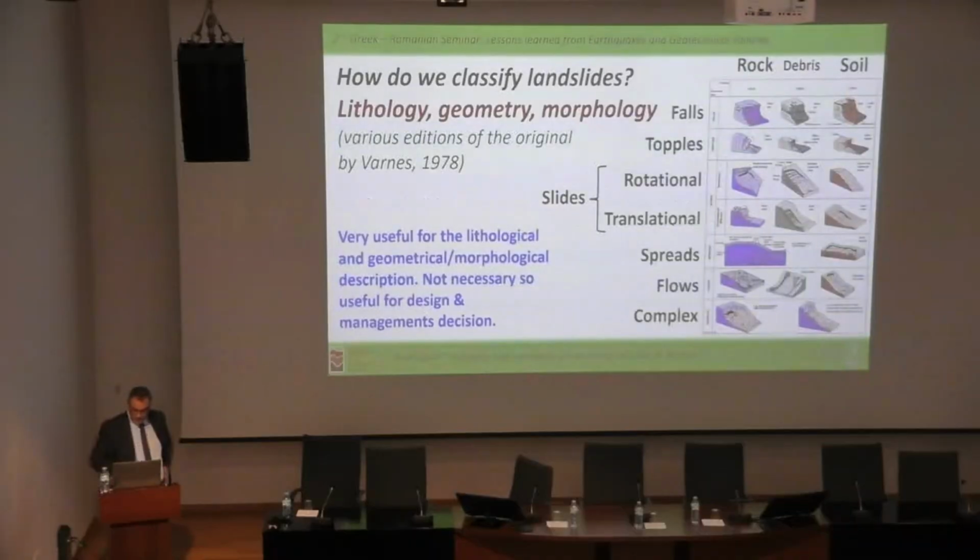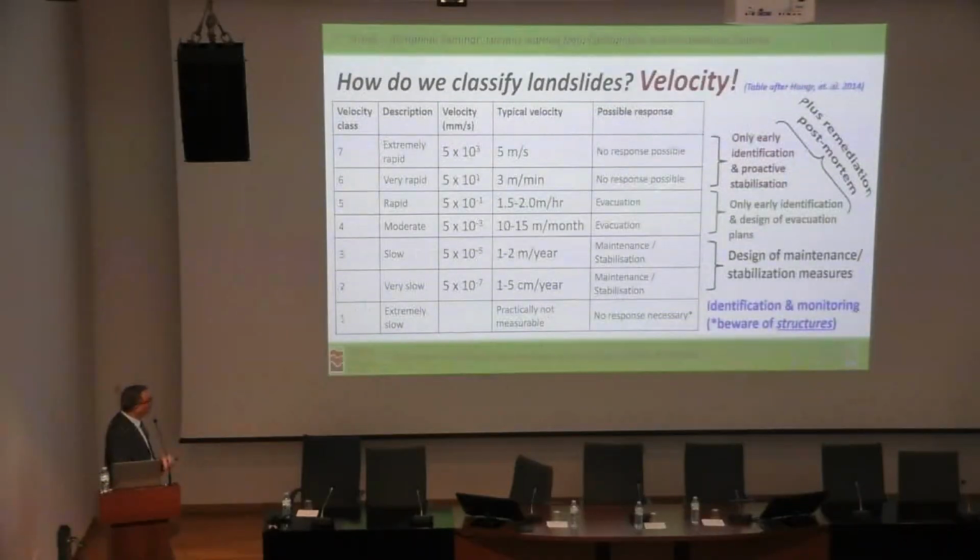We can use velocity, which in my opinion plays perhaps the major role, and plays the major role because it dictates whether we can do something or not. We can have landslides which can be extremely or very rapid, with velocities that can have typical values like this. When we have velocities like this, there is practically no response possible, nothing we can do about it. The only thing we can do is either early identification and proactive stabilization.